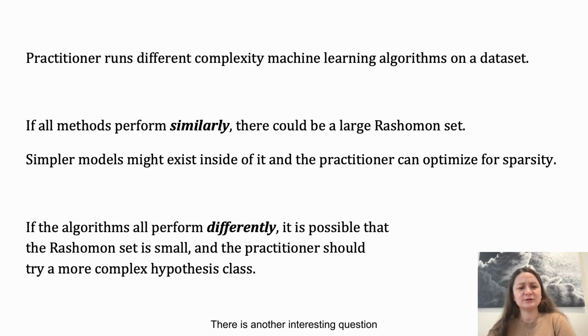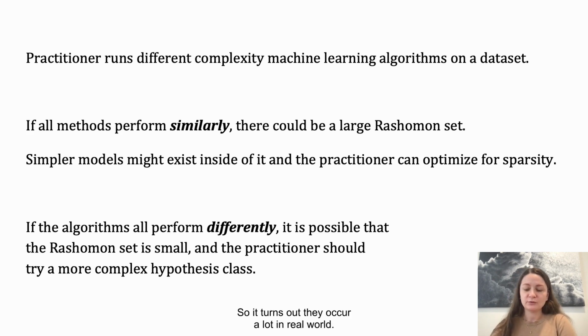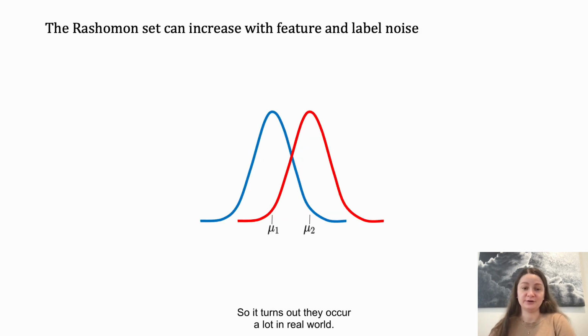There is another interesting question, which is how often do larger Rashomon sets actually occur in practice? So it turns out they occur a lot in the real world. And one obvious answer to this question could be that larger Rashomon sets are when we have good data representation. So let's say we have well-separable data with large margins, then yes, we will have a larger Rashomon set. Another case might not be that obvious. It's actually when we have a lot of noise. So Rashomon sets increase with feature and label noise.